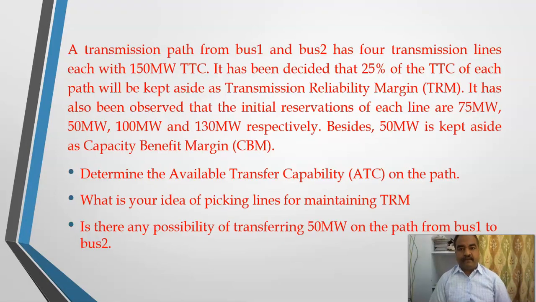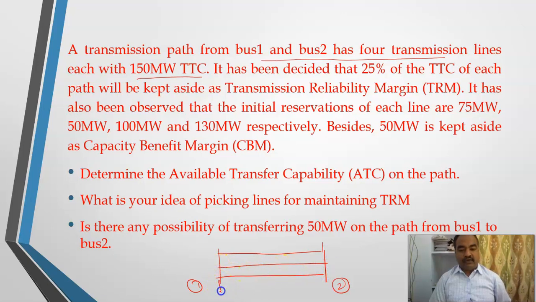Now question number 3. See, there is a transmission path from bus 1 to bus 2 and it has 4 transmission lines, each with 150 megawatts TTC, which means there is a path from 1 to 2 and it has 4 lines, 1, 2, 3 and 4 lines, and each line has a capacity of 150 megawatts. And it has been decided 25% of the TTC of each path will be kept as TRM. On which line they are not saying. 25% of TTC of each path.